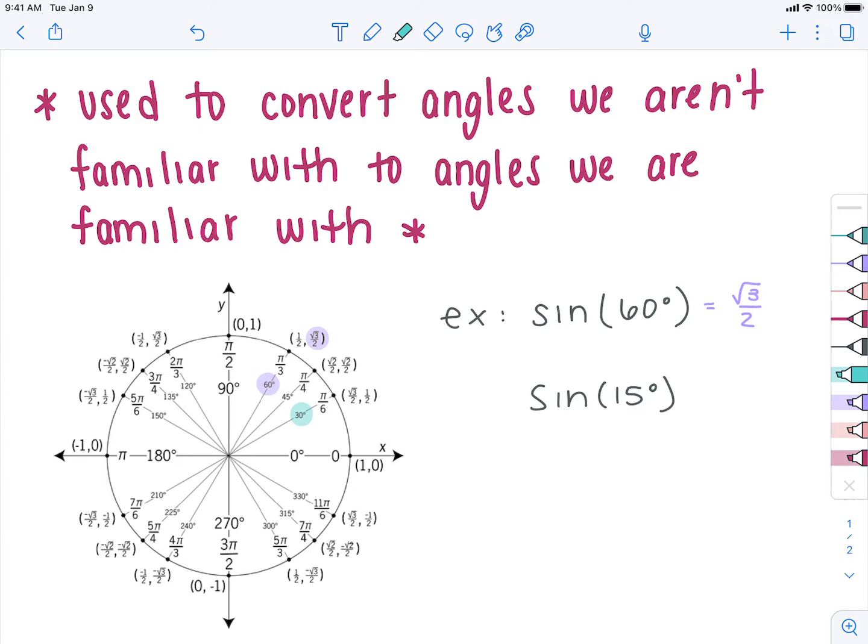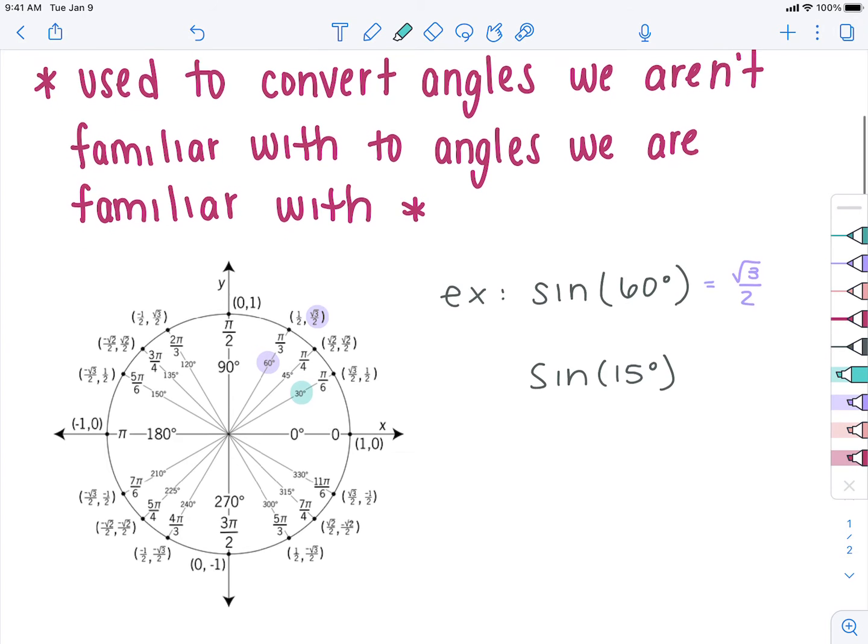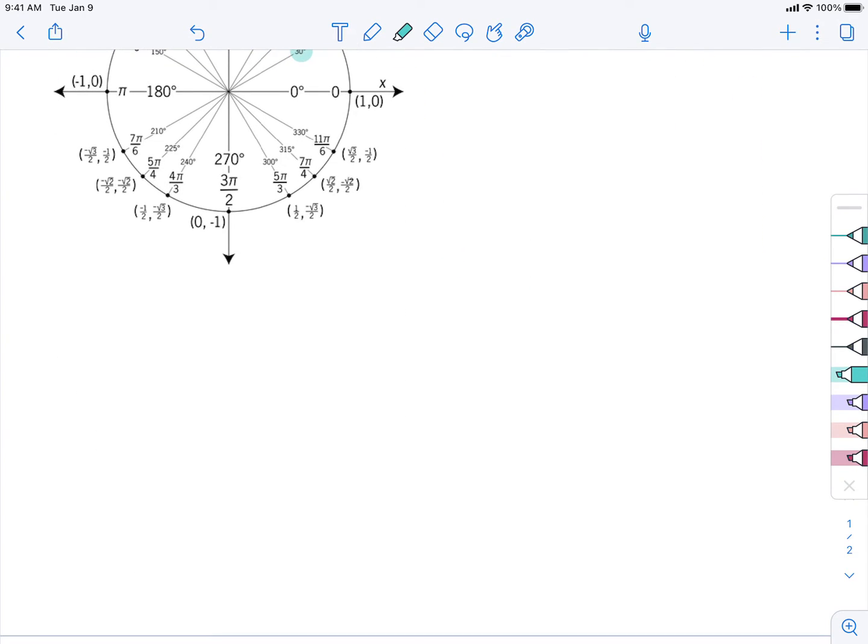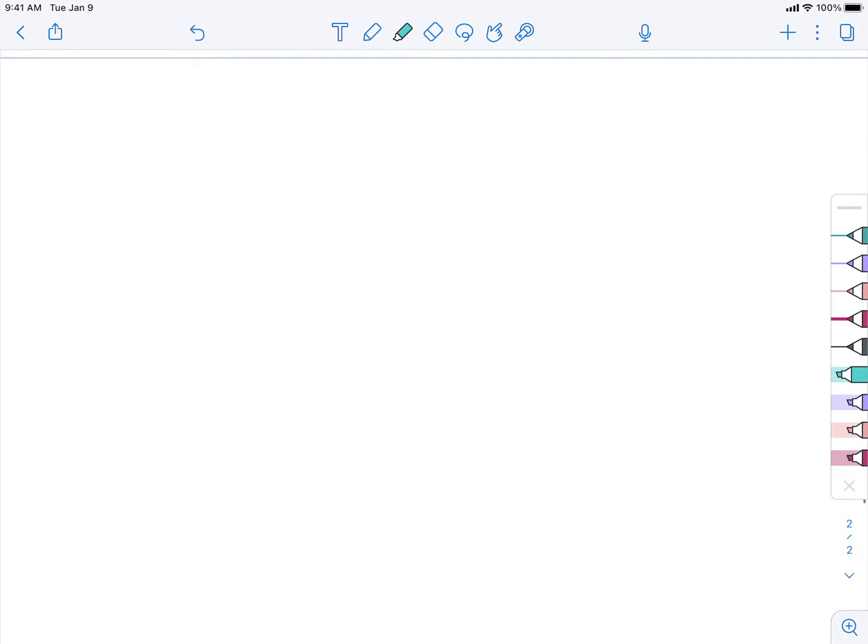So our sum and difference form identities allow us to find angles that aren't on our unit circle. They allow us to evaluate those angles so that we can continue with the problem if we don't have a calculator. So the first thing we want to do is write down all of our sum and difference identity rules so that we have them to reference. So we have our sum and difference identities.